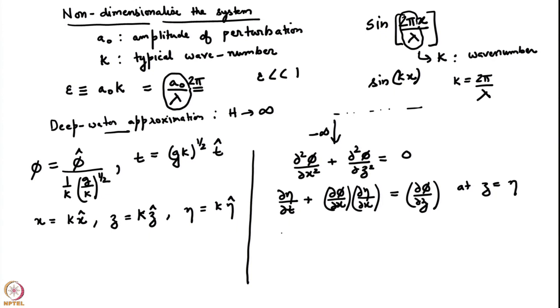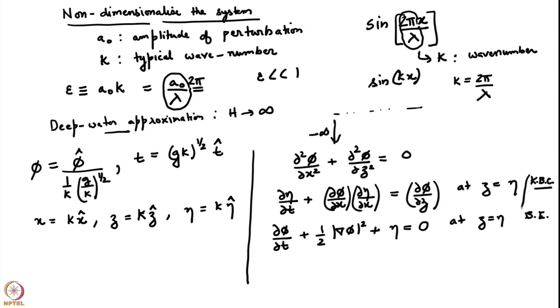The same thing with the Bernoulli equation, the boundary condition which is derived from the Bernoulli equation. So, this is the KBC, and the boundary condition which is obtained from the Bernoulli equation is del phi by del t plus half grad phi square. Again, all terms have the same coefficient. There was a g in the coefficient of eta, so the g will get eliminated and you will get this. This is from the Bernoulli equation. These are all boundary conditions.